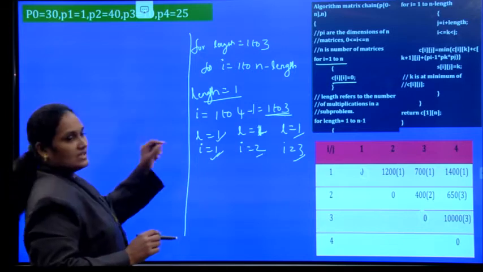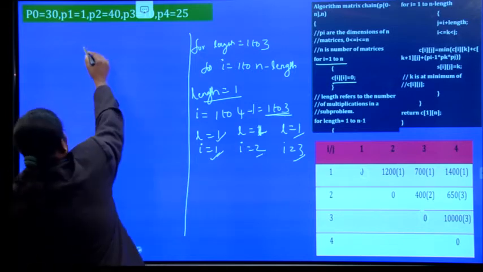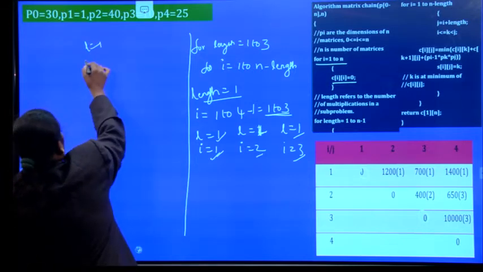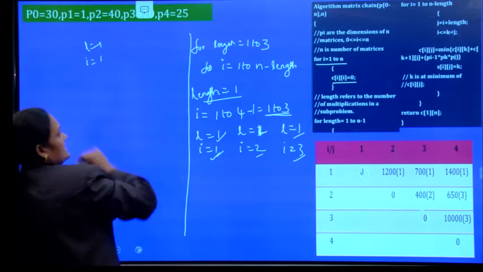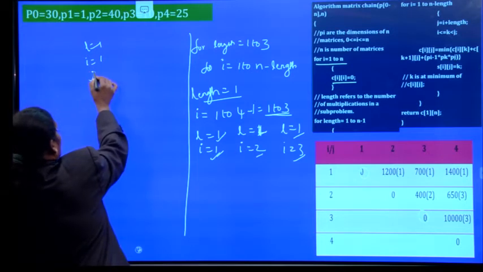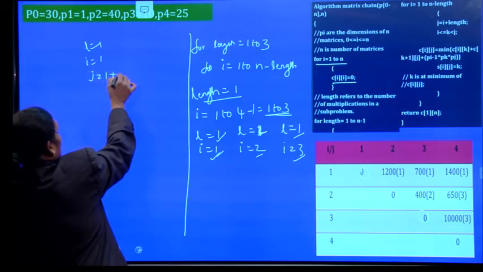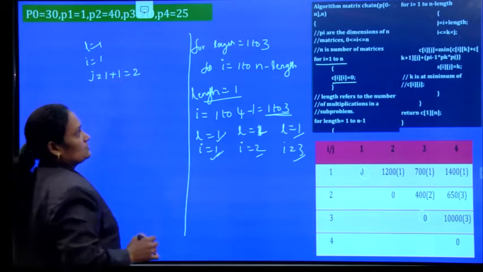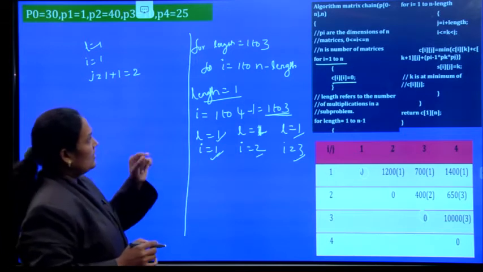Now I am going to solve the first case, which is L equal to 1. That is, length is equal to 1, i is equal to 1. What is the first step? j is equal to i plus length, that is 1 plus 1, which is nothing but 2. The j value is 2.